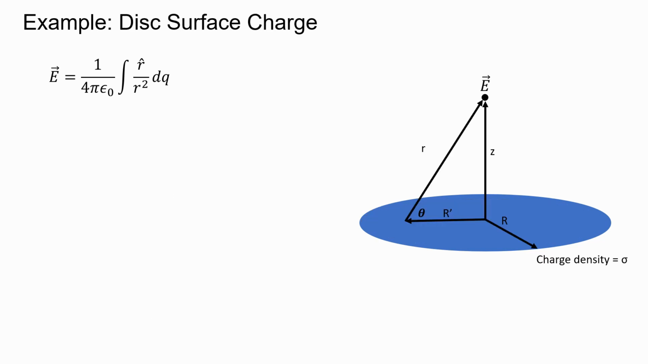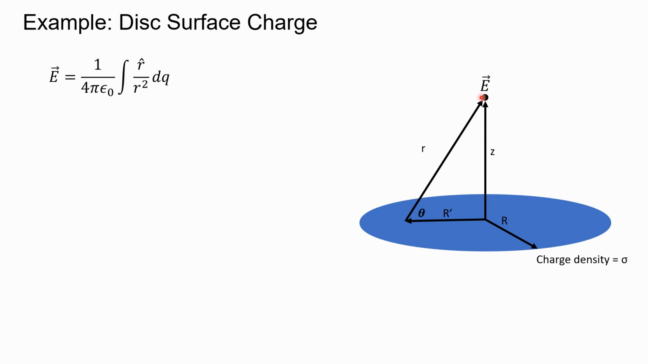Now, a little bit more complicated, we can do a similar geometry, but instead this is a disk surface charge. So there is charge over the entire area of this blue disk here, and the charge density is given by sigma, and this would be in units of coulombs per meter squared. So we again start with our equation for a continuous charge.